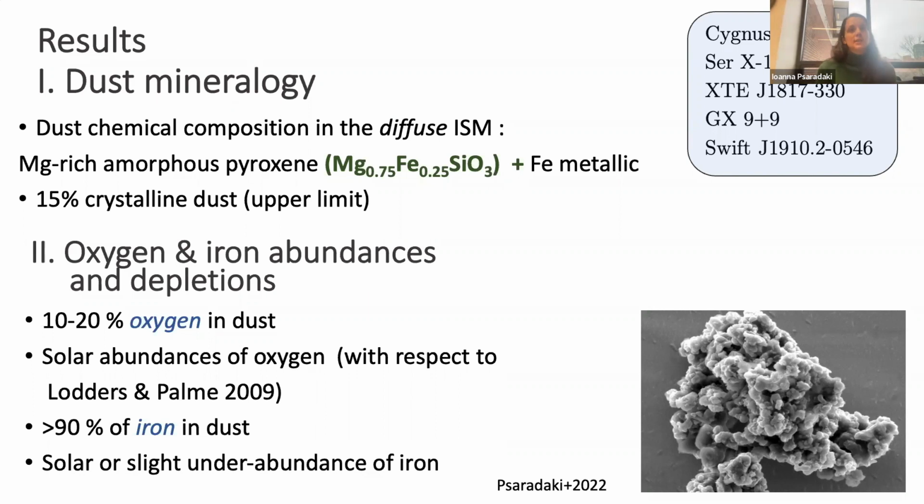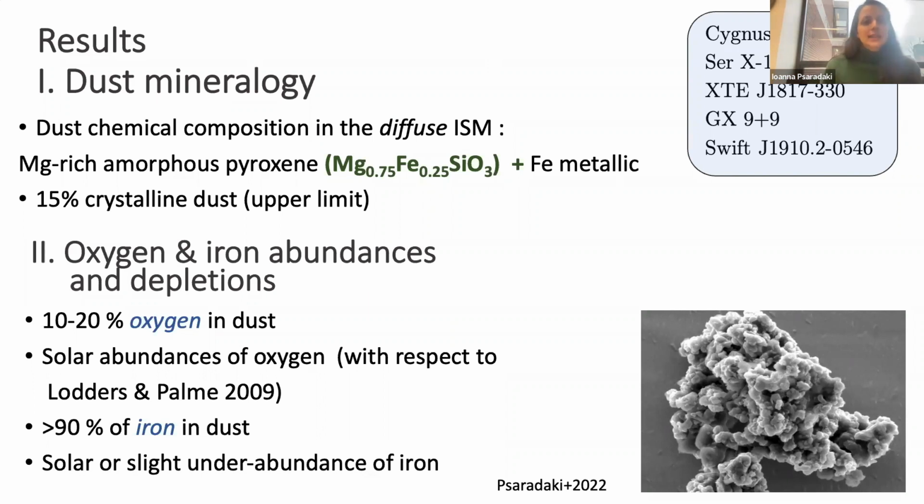And what about the oxygen and iron abundance and depletions? We found that about 10 to 20% of oxygen is in dust. We expect that oxygen is mildly depleted, but still it's a considerable amount. And we found more than 90% of iron in dust. Basically, iron, as we expect, is very highly depleted.